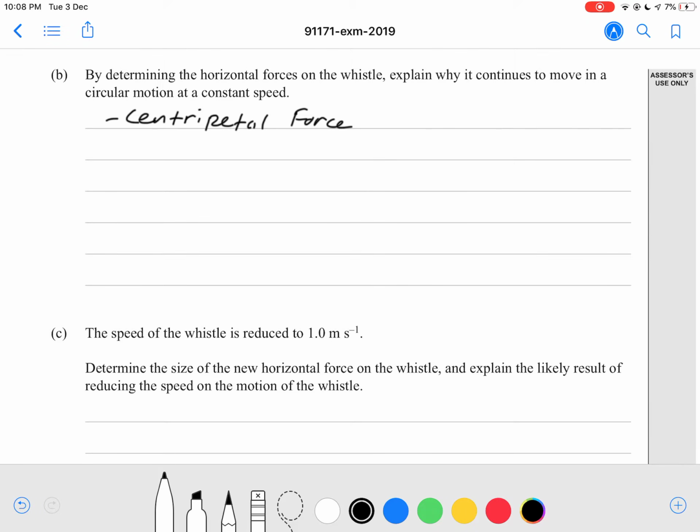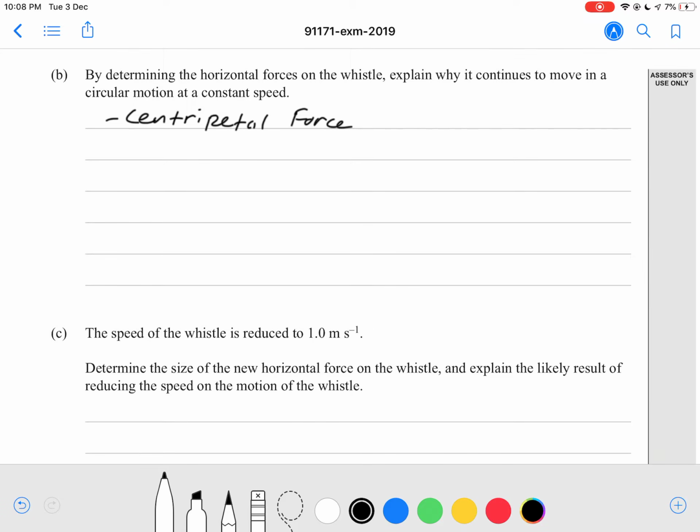So this centripetal force is acting towards the center of the circle, and this causes an unbalanced force to be acting on the whistle. According to Newton's first law, if there's an unbalanced force and there's a mass, so the whistle has a particular mass, therefore there must be an acceleration. And then you can say that the acceleration is basically the rate of change of velocity. So if there is an acceleration, then the velocity must be changing.